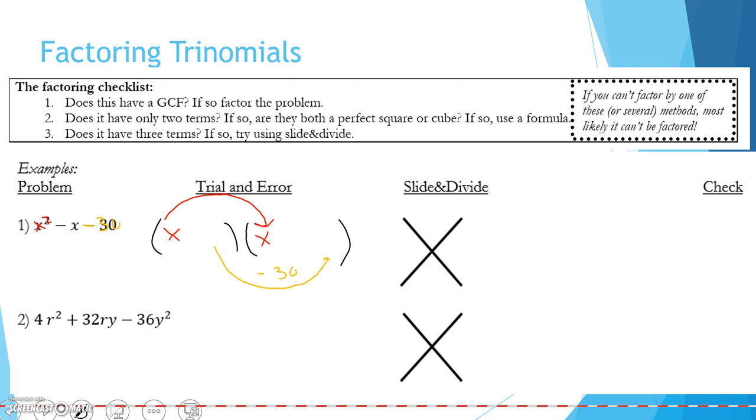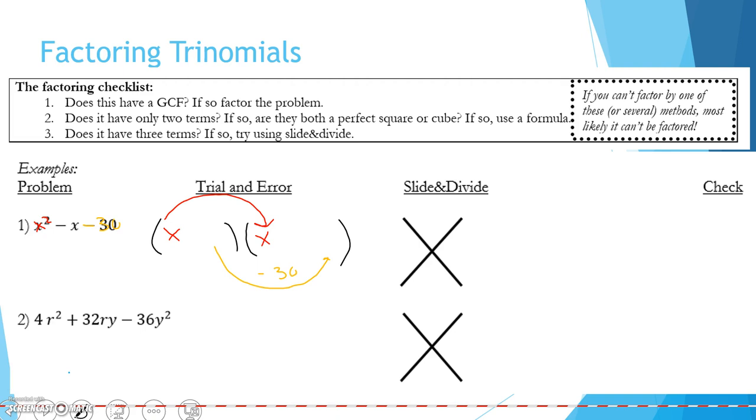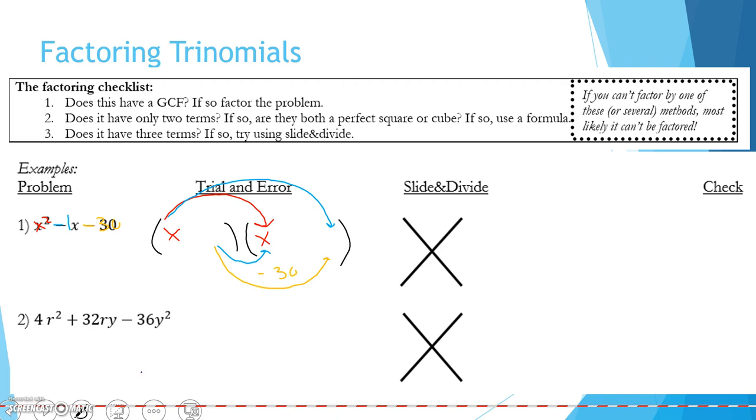But there are many things that could get you negative 30, like 6 and 5, or 15 and 2, or 30 and 1. So that's why it's called trial and error, because you try things and you'll most likely make some errors. What makes a difference is when you multiply these two together, the blue arrows, it's got to get the middle number, negative 1. So you've got to try a few things to figure out what numbers can I put there that will multiply to negative 30, and those two blue arrows will add up to negative 1.